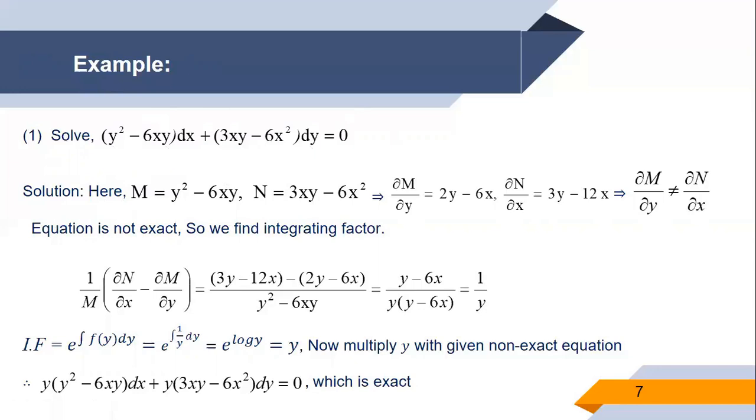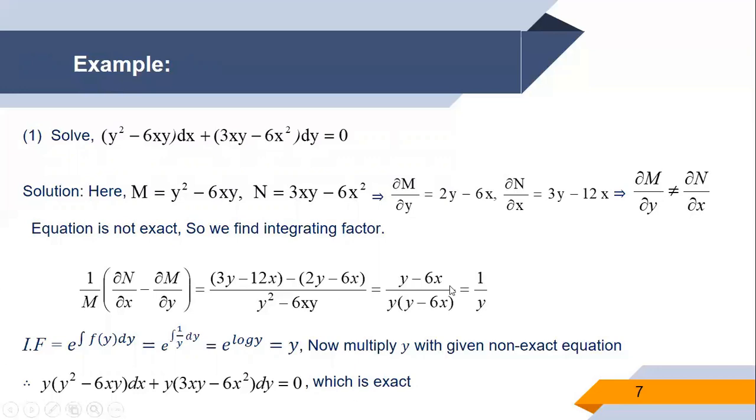Now del M by del y is 2y minus 6x, and del N by del x is 3y minus 12x. So obviously both are different. That means del M by del y is not equal to del N by del x. So we can say the given equation is not an exact equation. Now, the equation is non-exact, so first we find the integrating factor.